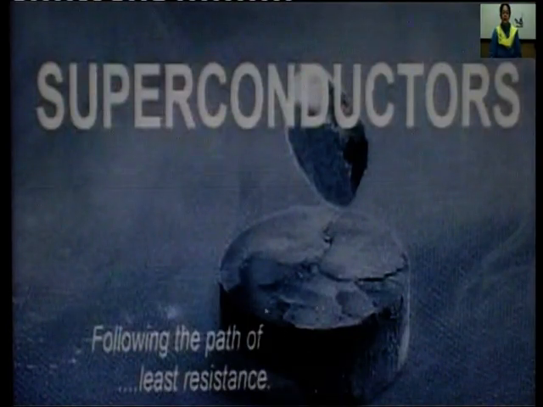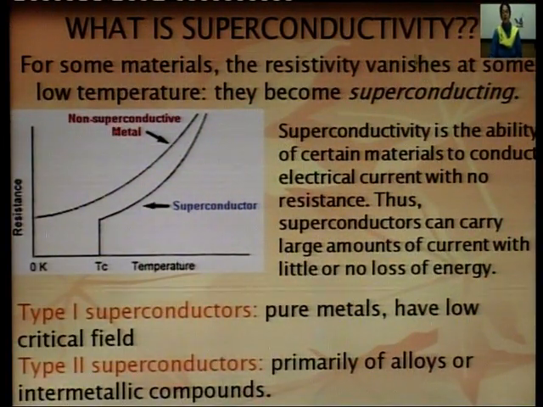Now next we start with another topic. The next topic is what are superconductors. So till now we have defined what are conductors, what is resistivity, what is resistance, what is conductance, and what is conductivity. So these four terms we have discussed so far. Now let's start with what are superconductors. Following the path of least resistance, that means we are moving toward low resistance, superconductors have almost zero resistance. So now what is superconductivity?